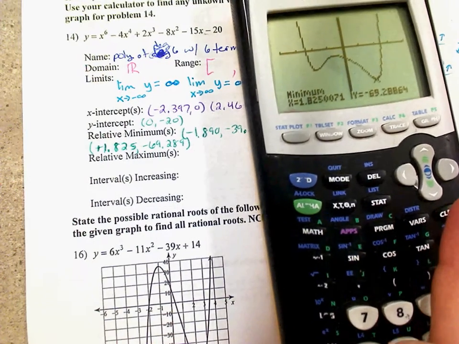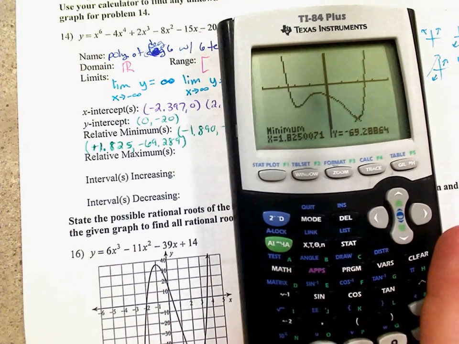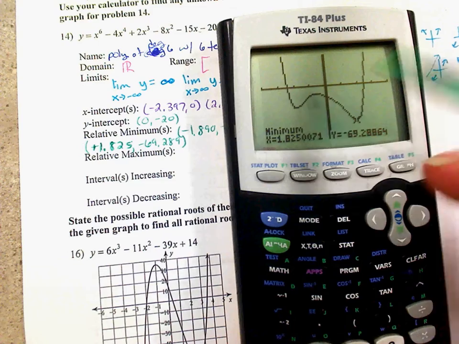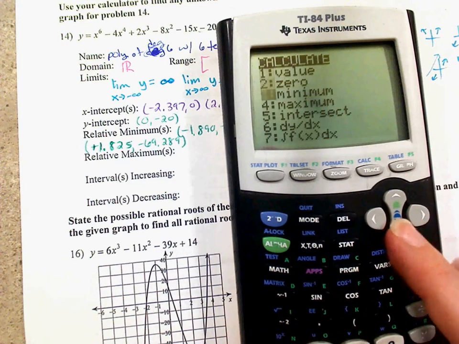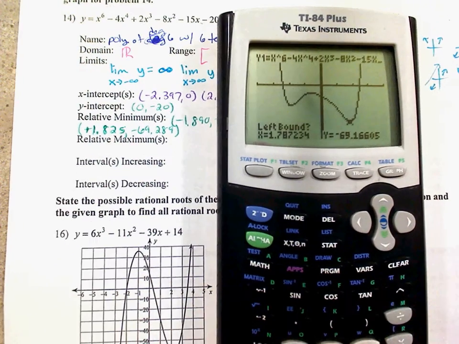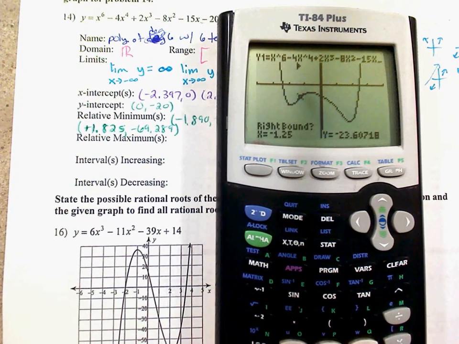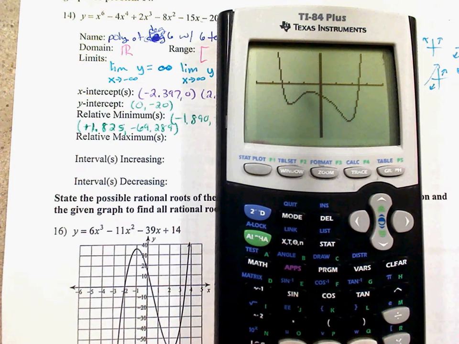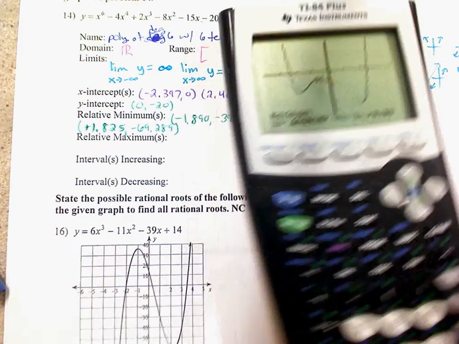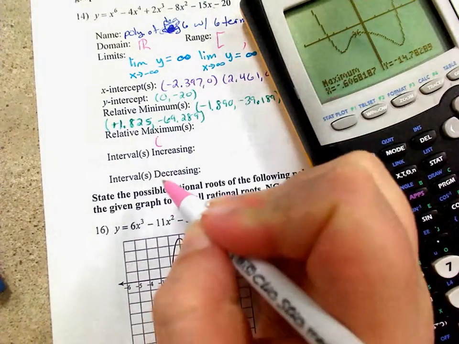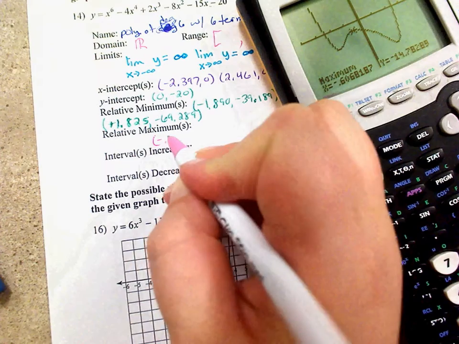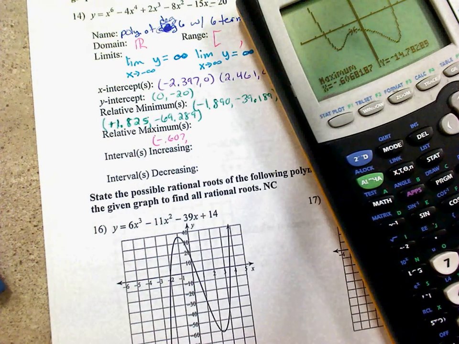Do we have a relative max? Right in here, right? So second calc max. Negative 1.25 and 0. And my max is at negative 0.607. Negative 0.607 and negative 14.783.